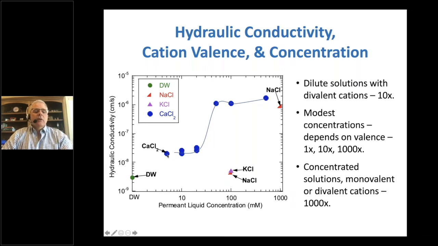10 times higher hydraulic conductivity with the calcium chloride just by changing the valence of the cation, by putting calcium in there. And in fact, I can take it up to on the order of about 20 and nothing much happens. But I get to a point where I make it even more concentrated with the calcium, and it gets really permeable. I have essentially eliminated the swelling of that bentonite.